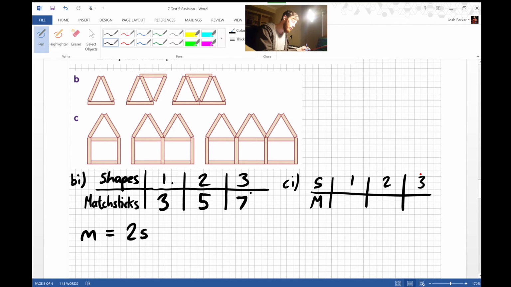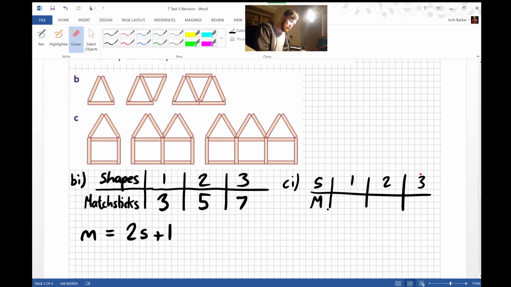So let's say we take the first shape, we're going to multiply the shape number, which is 1, by 2, which gives us 2. Now we still need to add on 1 to make that rule work. So 2s plus 1 seems to work for the first one. Let's check out the next one. Now 2s plus 1, so 2 times 2 plus 1 is 5, that works. 2 times 3 plus 1 is 7. So that's fine. So we know that our rule is correct.